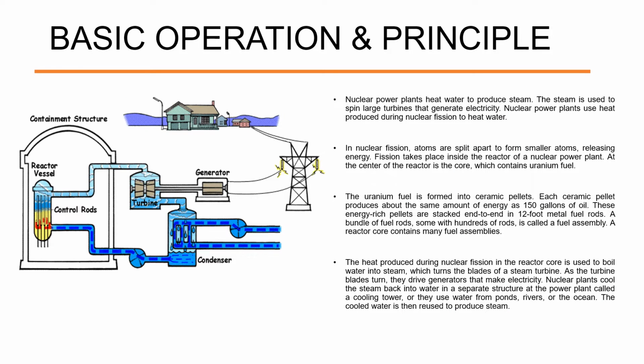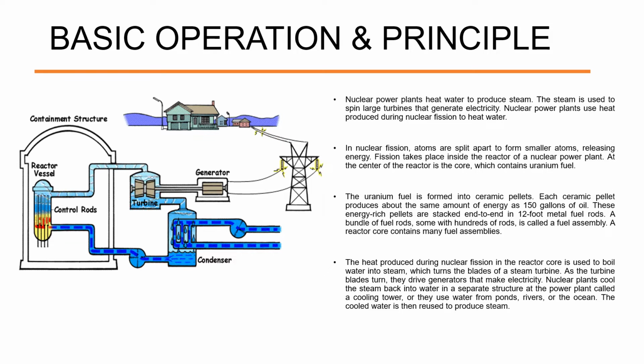Basic operation and principle. Nuclear power plants heat water to produce steam. The steam is used to spin large turbines that generate electricity. Nuclear power plants use heat produced during nuclear fission to heat water. In nuclear fission, atoms are split apart to form smaller atoms, releasing energy. Fission takes place inside the reactor of a nuclear power plant. At the center of the reactor is the core, which contains uranium fuel. The uranium fuel is formed into ceramic pellets. Each ceramic pellet produces about the same amount of energy as 150 gallons of oil.